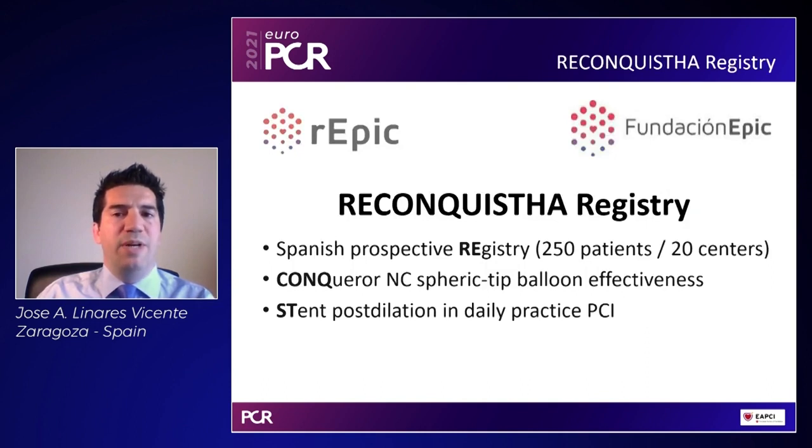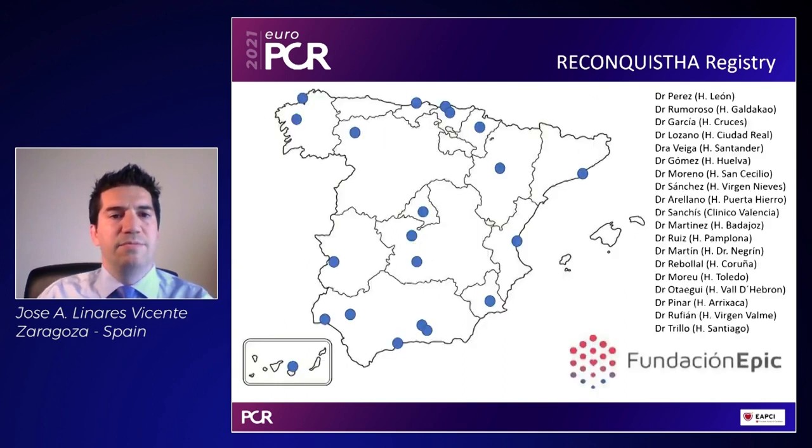We aim to evaluate this theoretical assumption in real practice through the Reconquista Registry, a Spanish prospective registry, to evaluate the effectiveness of the Conqueror NC spheric tip balloon for stent post-dilation in daily practice PCI. The registry was developed by the investigational APIC Foundation across 20 centers of the whole national territory.